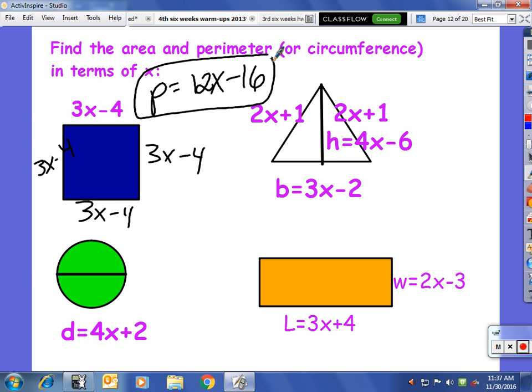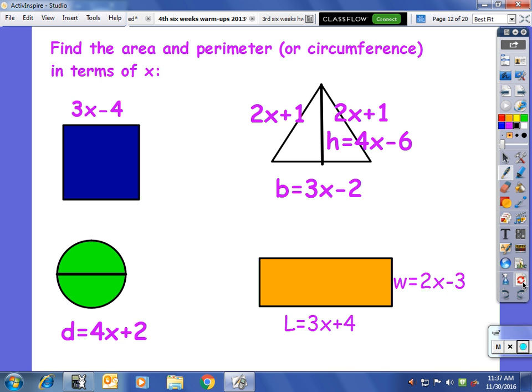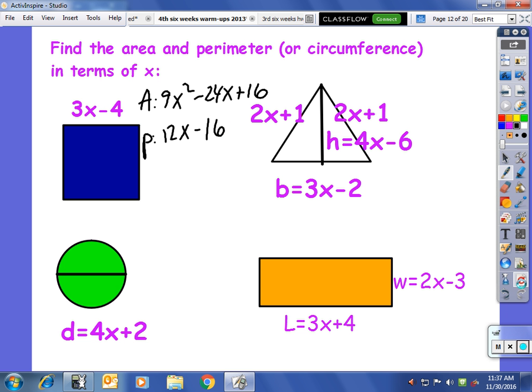It doesn't matter, as long as you have them labeled area and perimeter. Okay, so number 1, area again was 9x squared minus 24x plus 16. Perimeter was 12x minus 16. Are we good with those 2? Okay, let's move on to the circle.